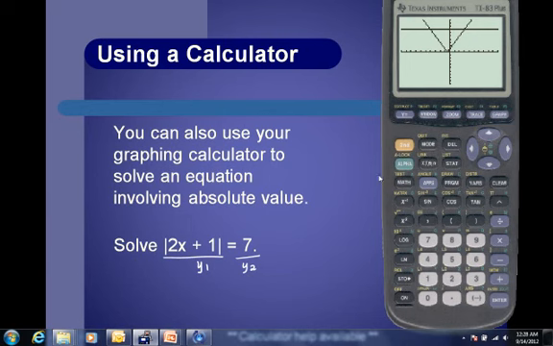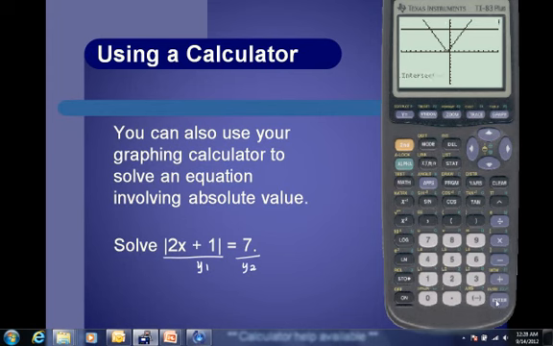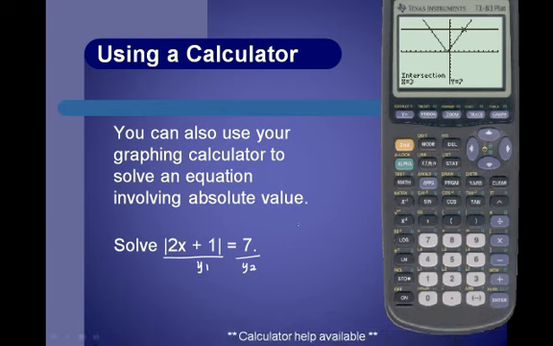So let's say we're going to do the first one. So we're going to do second trace, which is calculate. Number 5 is the intersection. Then we're going to do enter, enter, enter to get our calculation. And we get the first ordered pair is 3, 7. So our solution is the x value of the intersection point.